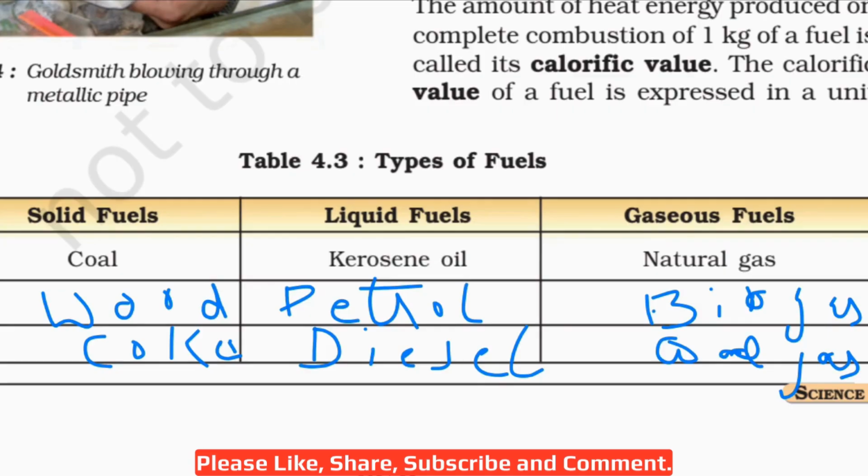Please bear with the handwriting. Okay. So again, I am repeating if you're not able to understand what is written here. Solid fuels will include coal, wood, and coke. Liquid fuels will include kerosene oil, petrol, diesel. Then gaseous fuels will include natural gas, biogas, and coal gas. Okay.